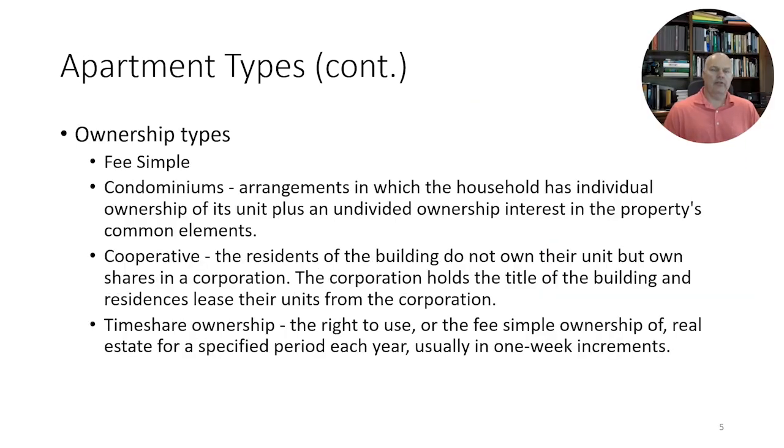All right, you can also take a look at apartments by different ownership types. Now, we went over these before, so I'm not going to cover them too much. But again, from an apartment complex, you can have a fee simple ownership. You can have a condo ownership of 1 unit or a couple units. It can be a cooperative ownership of an apartment building. And you can also, this is something new, have timeshare ownership. And this is the right to use or a fee simple ownership of real estate for a specified period each year, usually in 1-week increments.